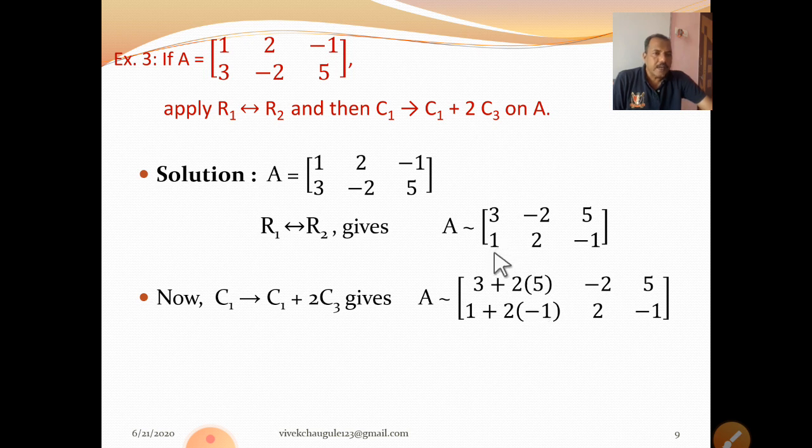Similarly, for the second element of the first column it is 1 plus 2 into minus 1, and therefore we get 3 plus 10, that is 13, and therefore the new matrix is A equivalent to 13, minus 2, 5, minus 1, 2, minus 1.